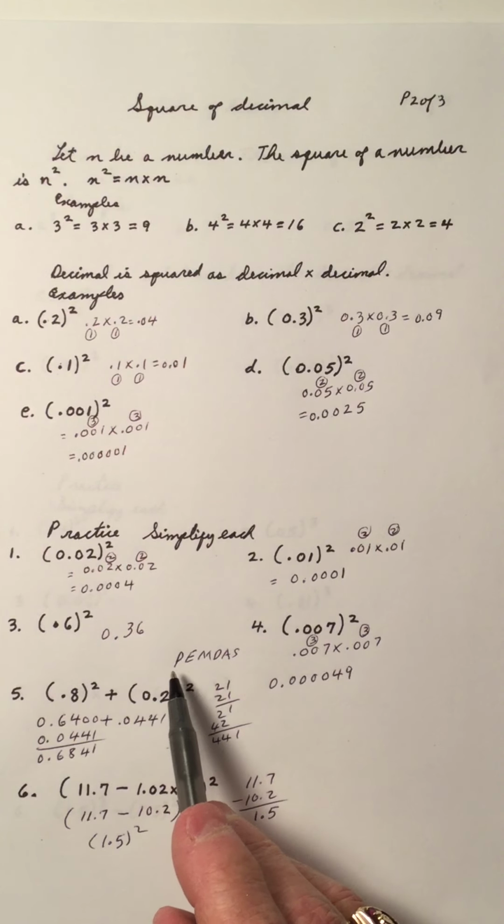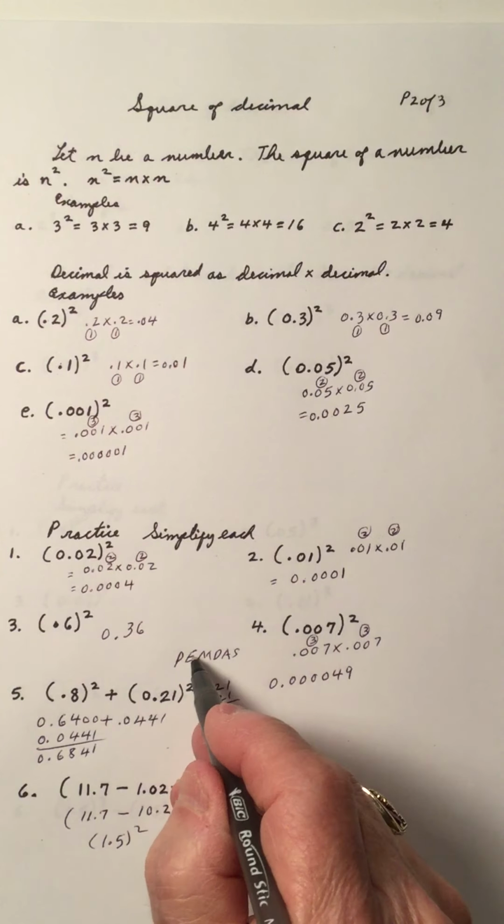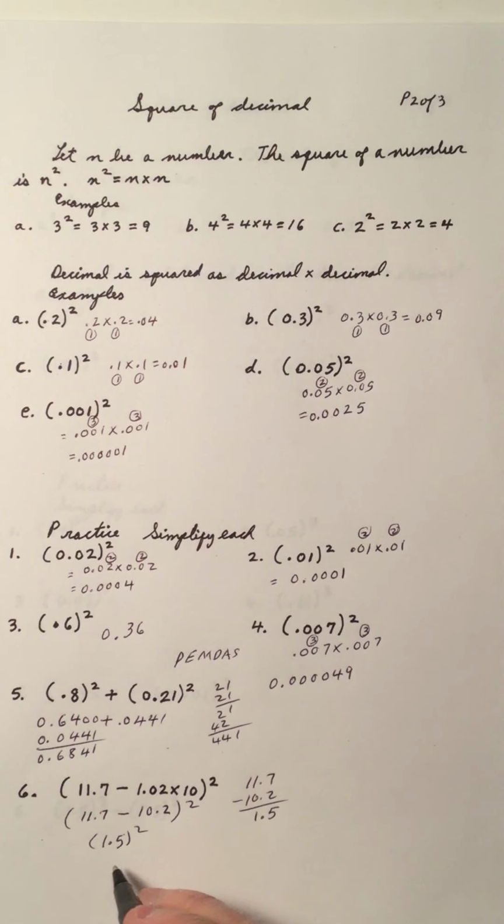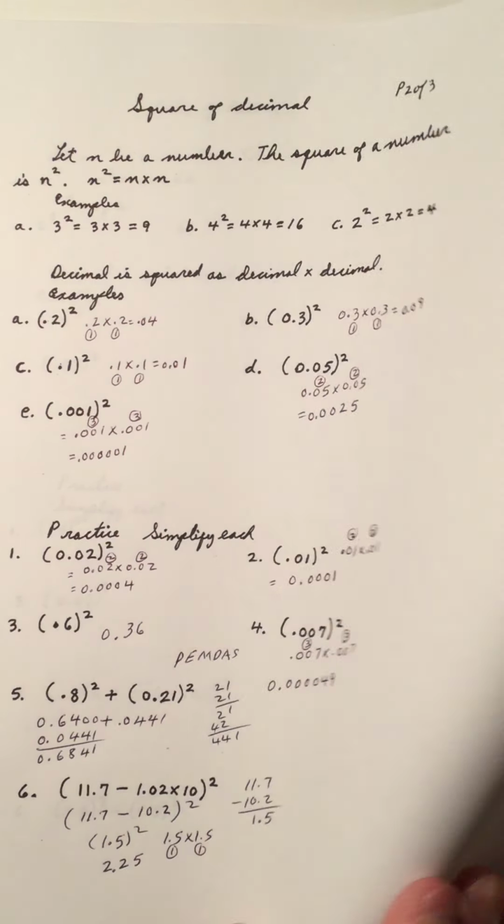Again, notice we're doing the inside of the brackets first. Now we get that done fully. Now we're doing the exponents. 1.5 squared is 15 squared, which is 225. And there's one decimal place in each, two decimal places, so we get 2.25. Remember, 1.5 times 1.5, there's one decimal place in each of them, so that makes it 2.